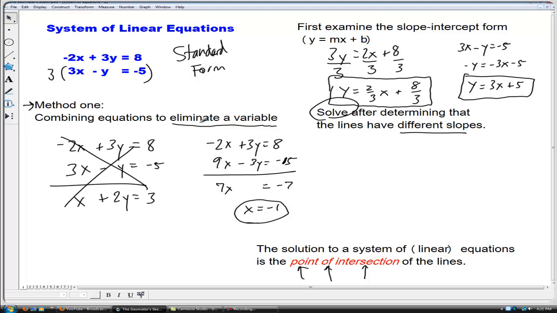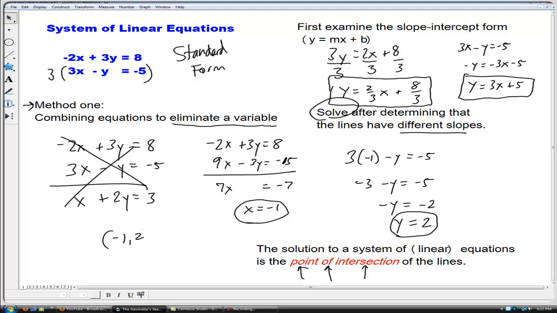So that's the key to this combining equations technique, is to obtain a zero pair, which will eliminate one of your variables. And now to finish, I substitute -1 in for x. Let me try the second equation right here. 3 times -1 minus y equals -5. That's -3 minus y is -5. Negative y is -5 plus 3 is -2, and then I get y equals 2. So the point of -1, 2 is my solution.